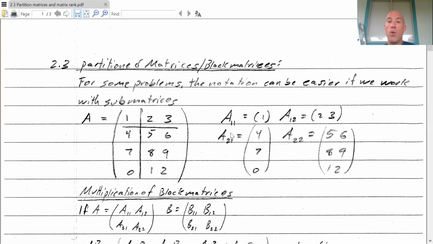Now, when I use block matrix notation, usually there's some feature of the matrix that makes it very obvious why we would partition it that way, why we would choose the blocks in that manner. Usually we like to have square blocks because that'll make a lot of our notation and formulas easier to work with.